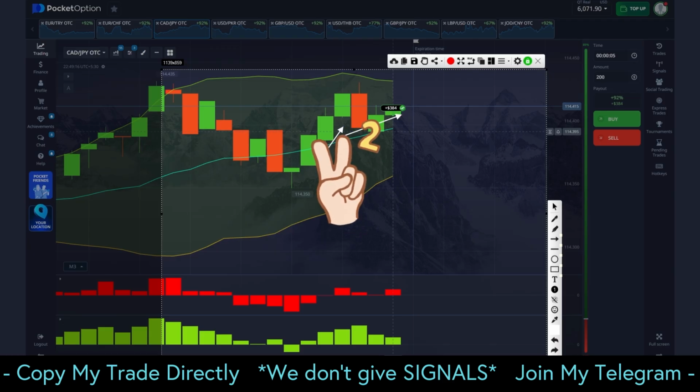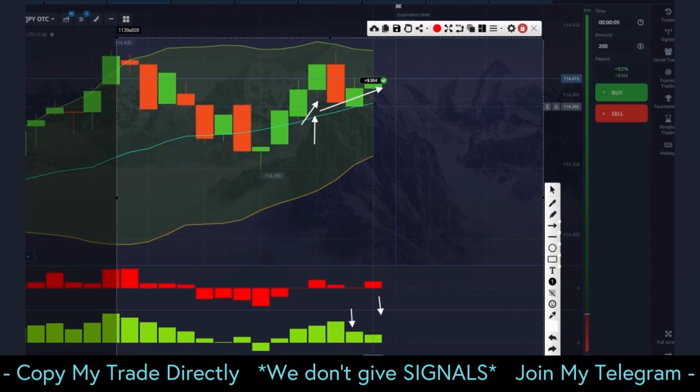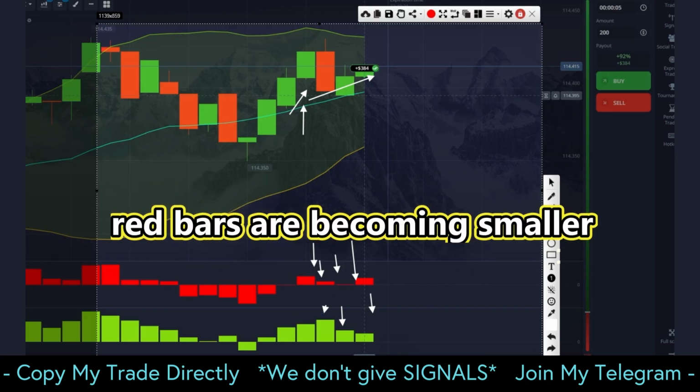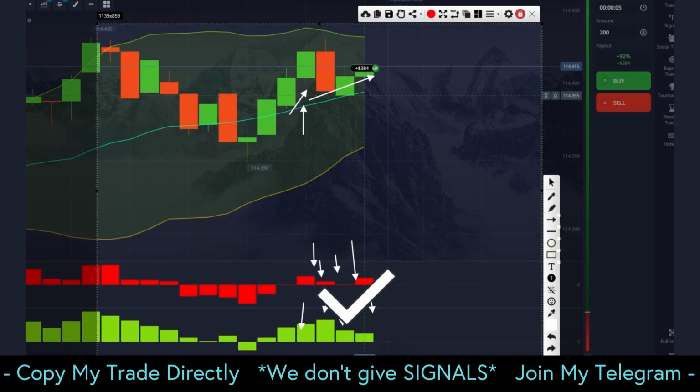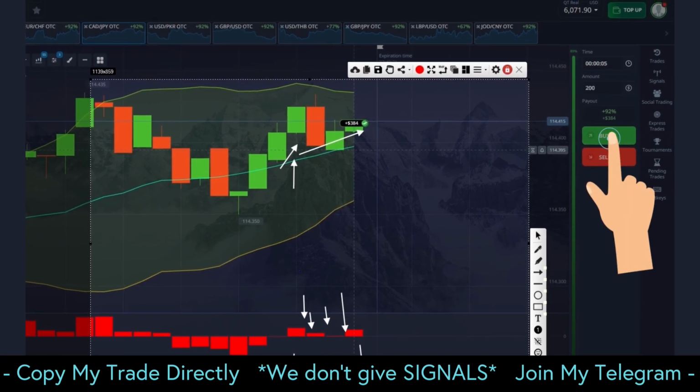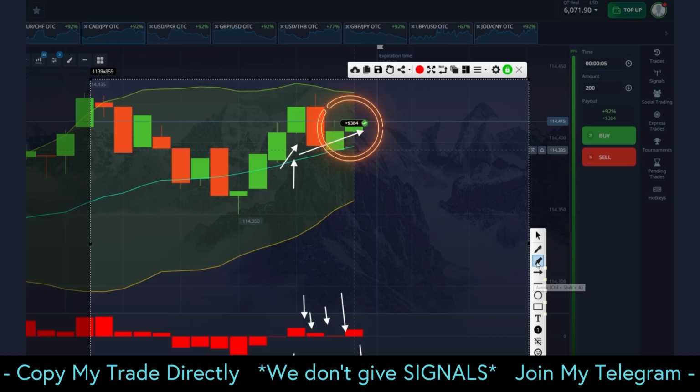Okay, second, what will we see? The green bar here is becoming bigger, and from the red bar, which you can see here, the red bars are becoming smaller and the green bars are forming so well. As soon as all this confirmation is cleared, we can press the buy button here, and the result of the practice that I got by pressing the buy button here, you can see it here.